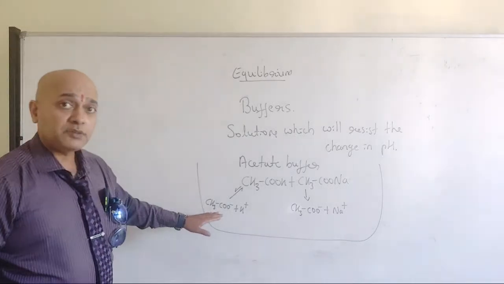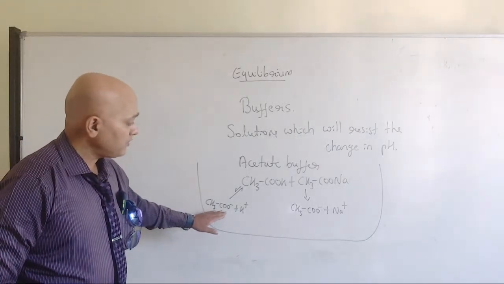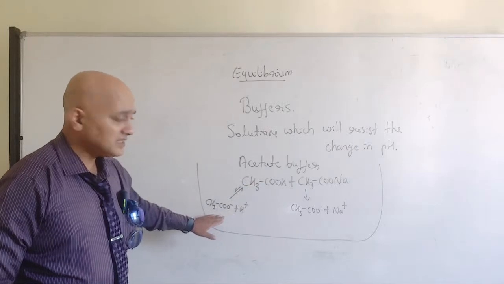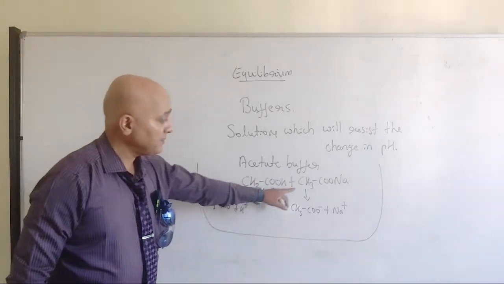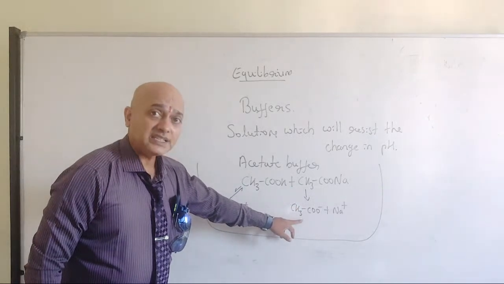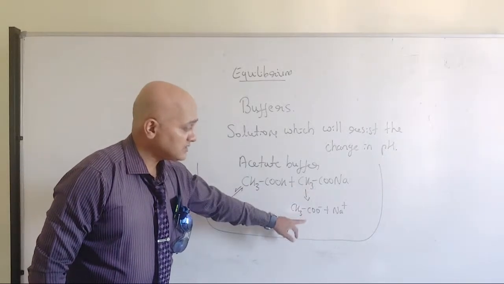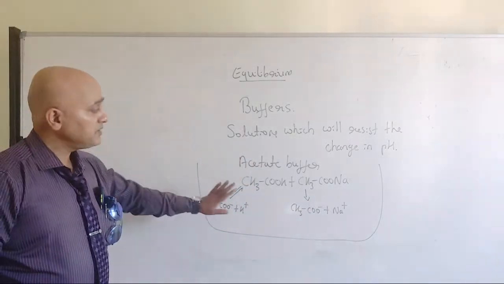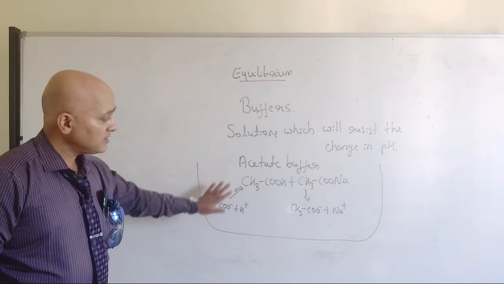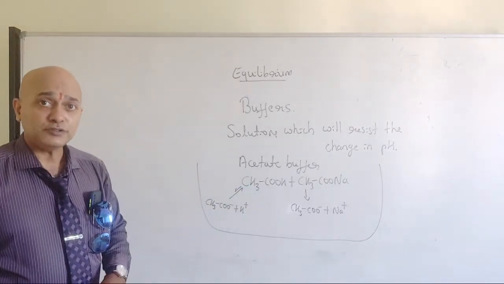So what and all will be there? A small amount of acetate due to the acetic acid, very small amount. Then a small amount of H plus will be there, and acetate ions will be there due to the sodium acetate dissociation, and Na plus will be there. That will be the composition present in the acetate buffer solution.